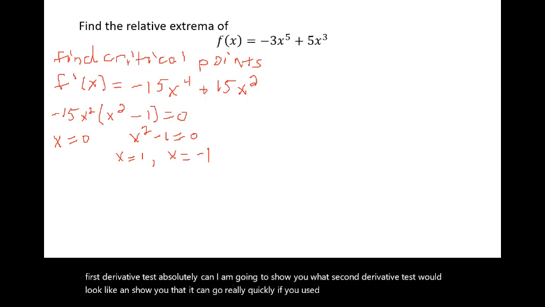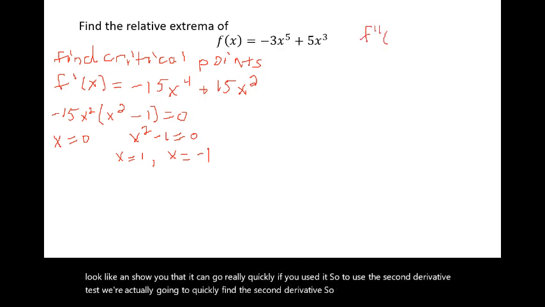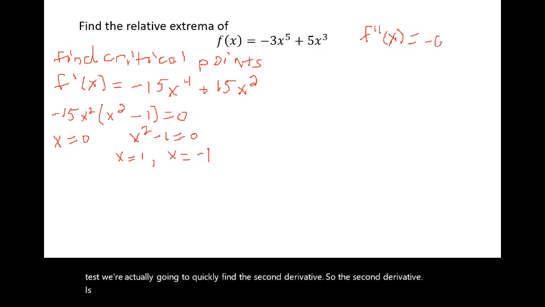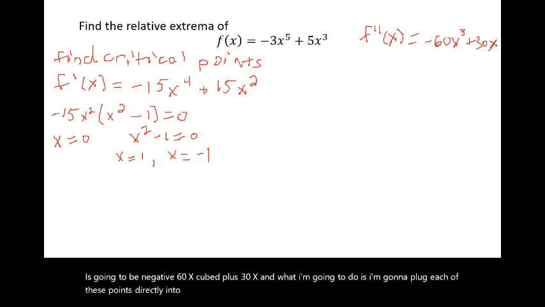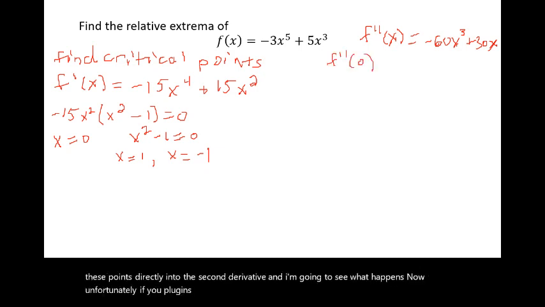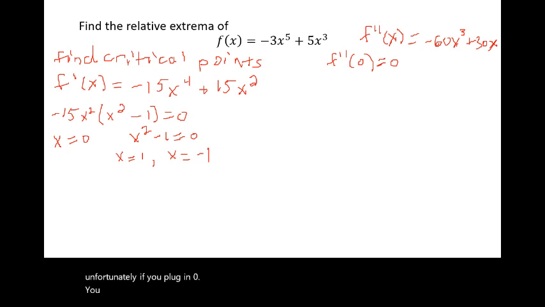So to use the second derivative test, we're actually going to quickly find the second derivative. So the second derivative is going to be negative 60 x cubed plus 30x. And what I'm going to do is plug each of these points directly into the second derivative, and I'm going to see what happens. Now, unfortunately, if you plug in 0, you get 0, so it's inconclusive. So we'll have to use first derivative test for x equals 0. It's not going to be a big deal.